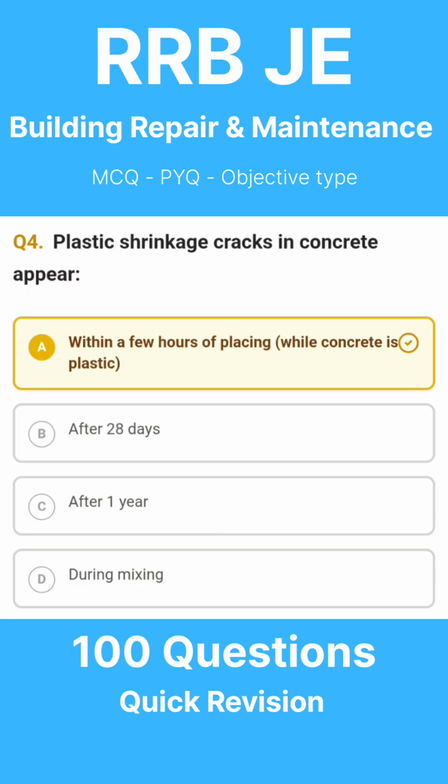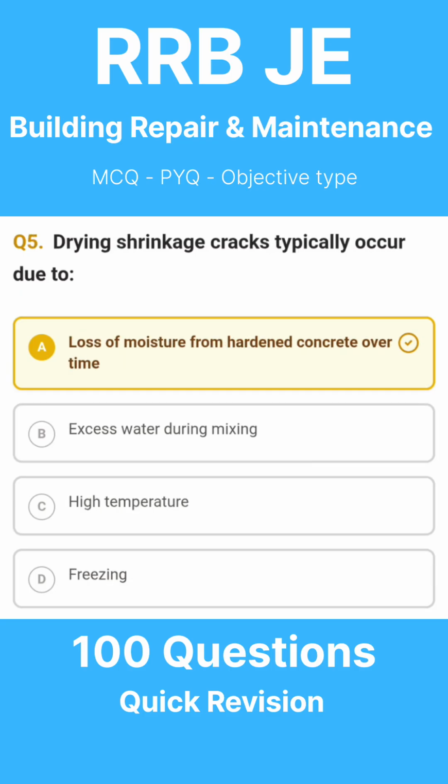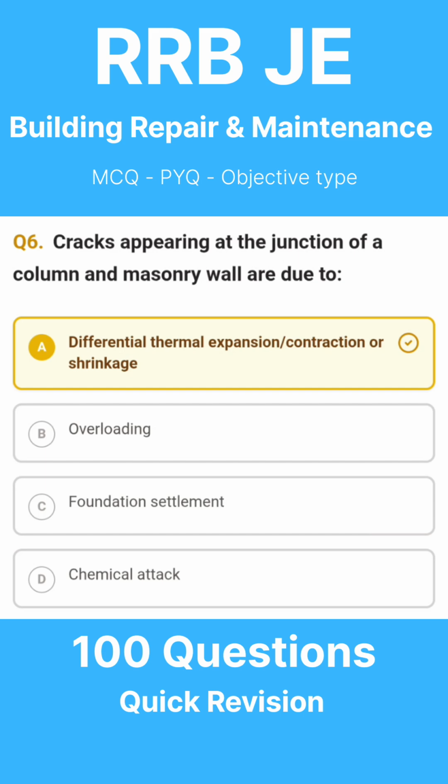Question 4. Plastic shrinkage cracks in concrete appear. The correct answer is within a few hours of placing while concrete is plastic. Question 5. Drying shrinkage cracks typically occur due to. The correct answer is loss of moisture from hardened concrete over time. Question 6. Cracks appearing at the junction of a column and masonry wall are due to. The correct answer is differential thermal expansion or contraction or shrinkage.